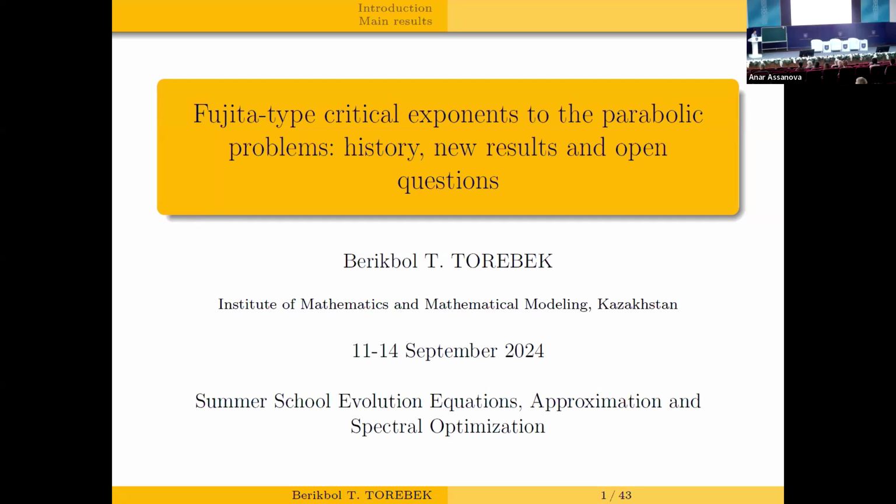Yesterday we discussed Fujita type results on the exterior domain, and we discussed the Dirichlet problem, the Neumann problem, and the Robin problem. And today it's a good time to discuss the critical exponent on bounded domains.